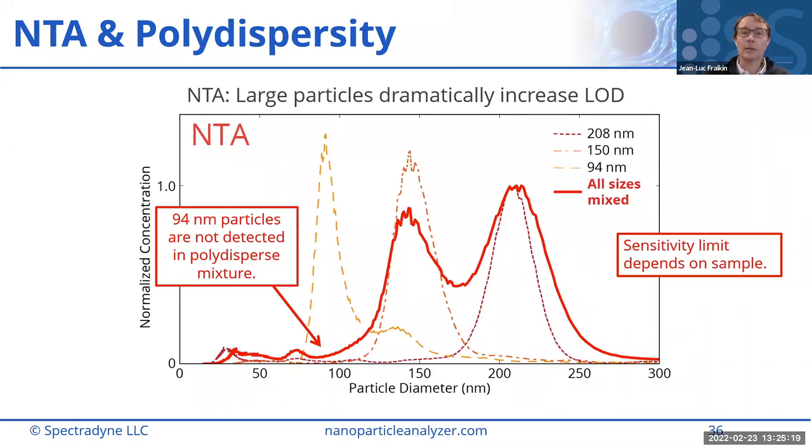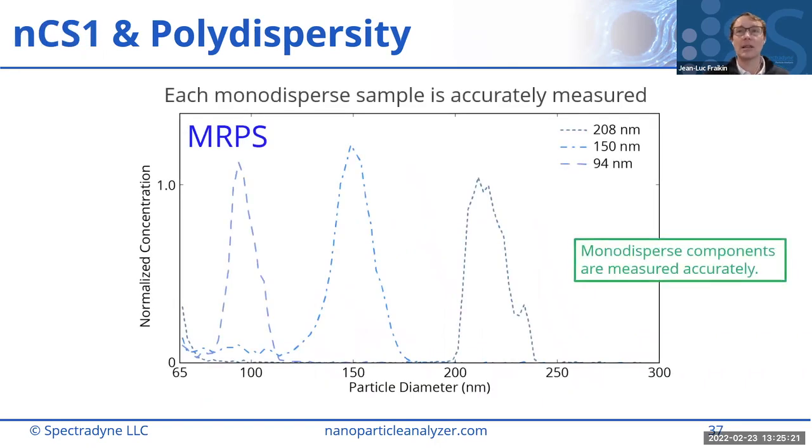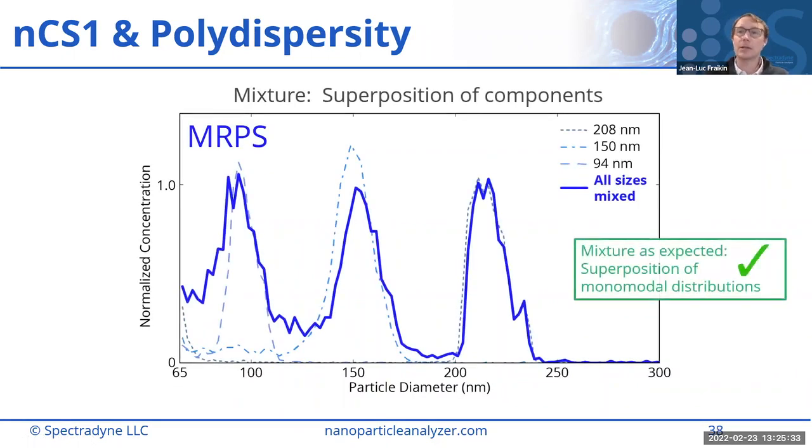When we use an orthogonal technique to measure this sample, or do the same experiment, with MRPS, MRPS measures the individual components accurately, just the way NTA did. But this time, when we mix them together, we get the superposition of monomodal distributions, which is exactly what you'd expect when you mix those particles physically together. So this is just an example with polystyrene beads.